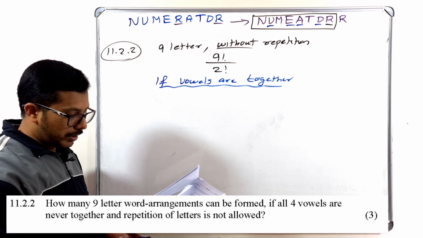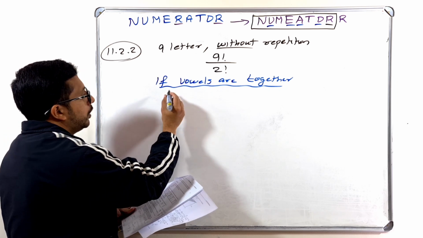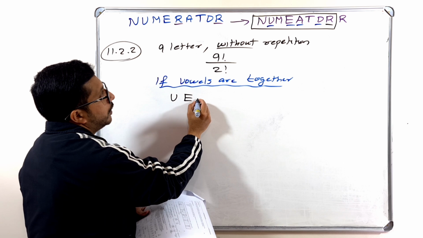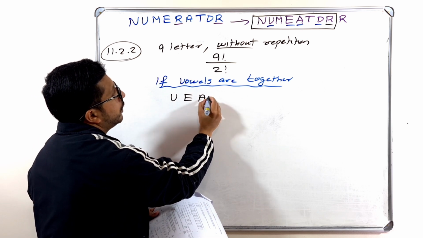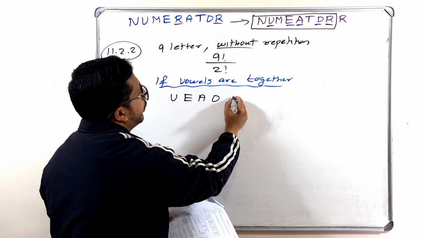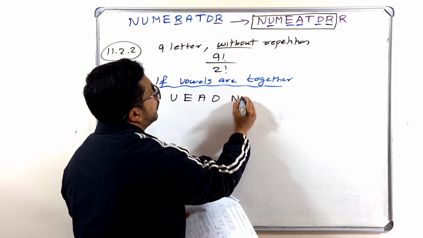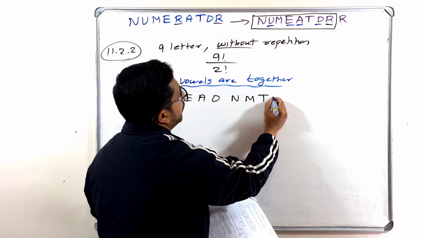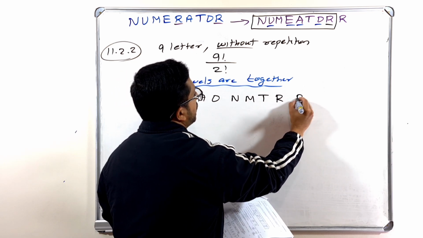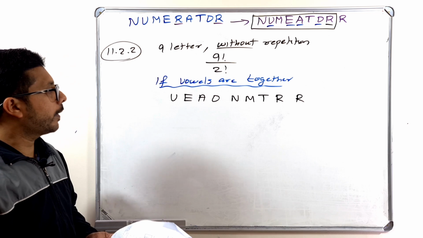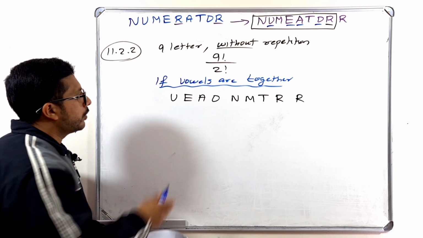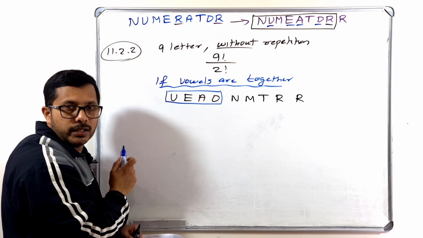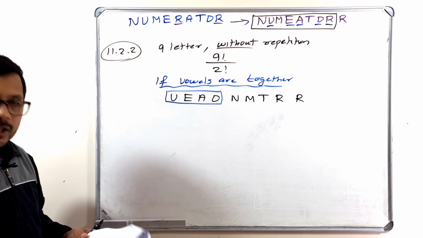So it is U, E, A, then O. Then what are the remaining ones? N, M, T, R, then there is the extra R. Here we are going to consider the case where vowels are together. So here, how many consonants are there?